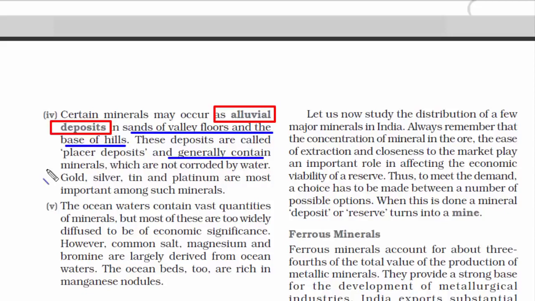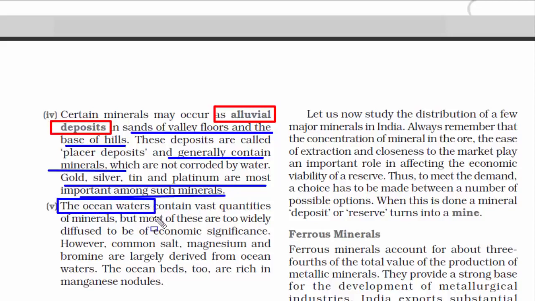I'm not talking about the alluvial soil that you get from the riverbed due to running of water, because they are renewed every now and then, whereas we need minerals that have taken a millennium to form. Gold, silver, tin, and platinum are most important among such minerals.